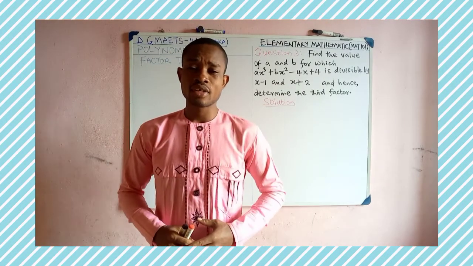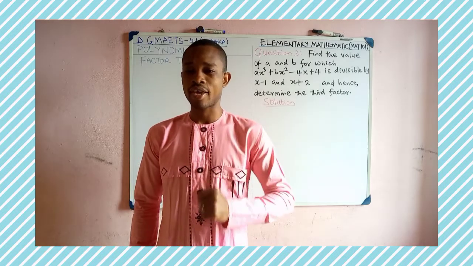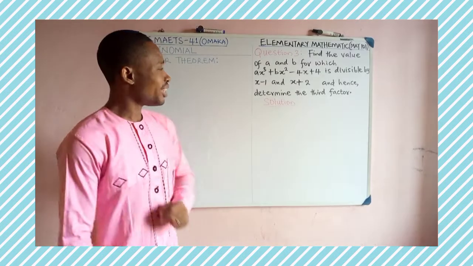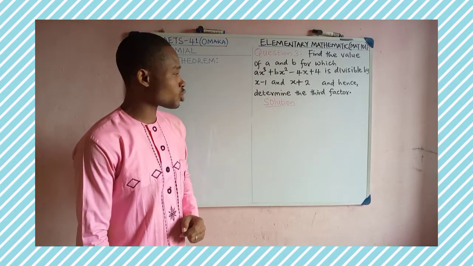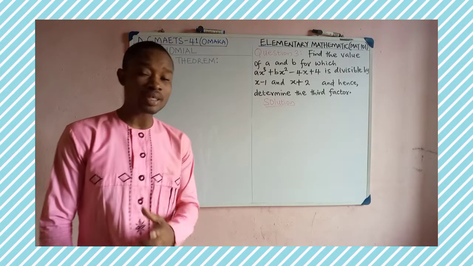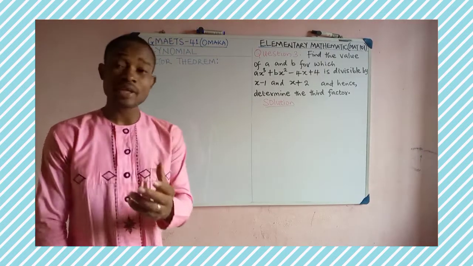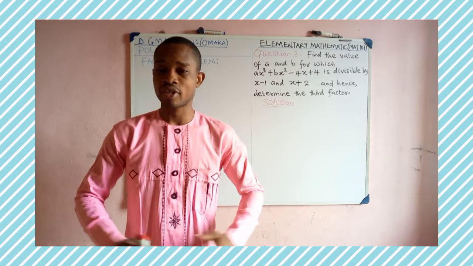And now we have question number 3 on the board, okay? We have to find the value of a and b, for which ax raised to the power 3 plus bx raised to the power 2 minus 4x plus 4 is divisible by x minus 1 and x plus 2, and hence determine the third factor.